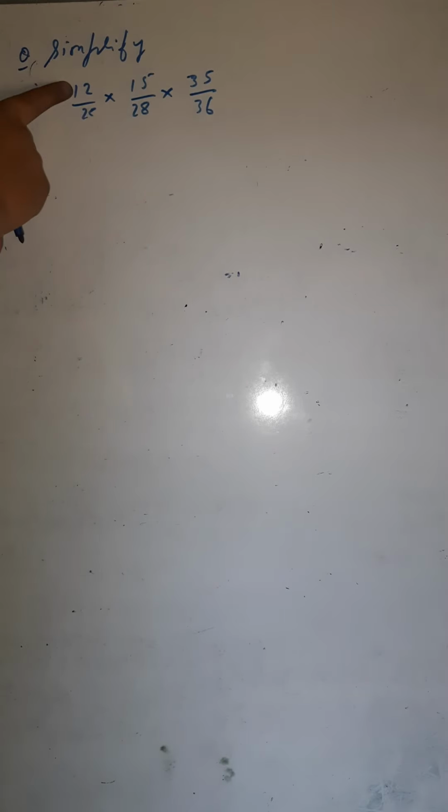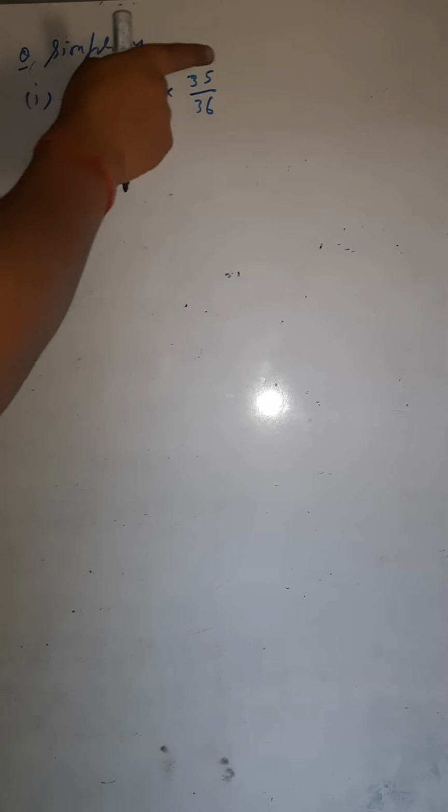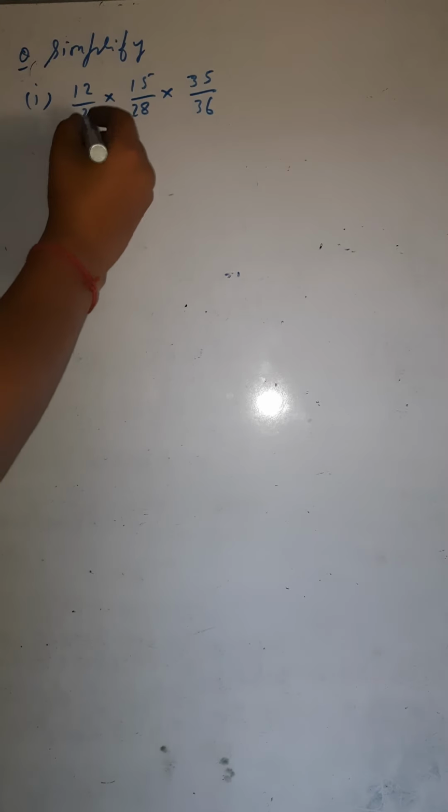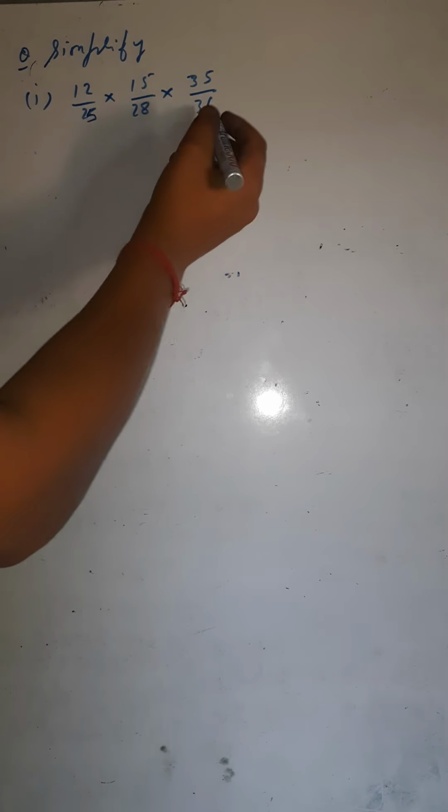Means 12 multiply 15 multiply 35. How much coming right upside and downside? 25 multiply 28, then multiply 36. How much coming right downside? You would get your answer. But it's a lengthy method. Okay. So you can just cut it. If it is possible, just cut there.